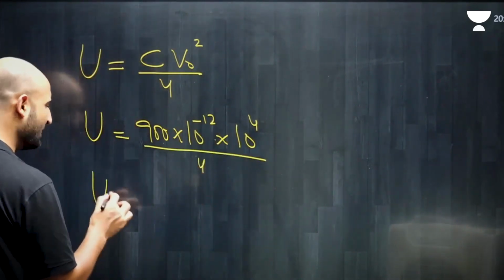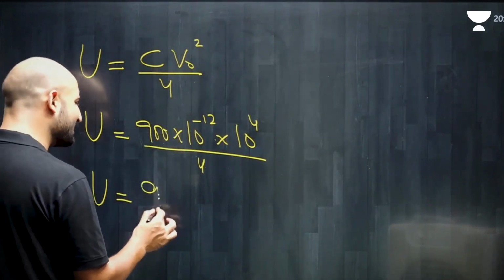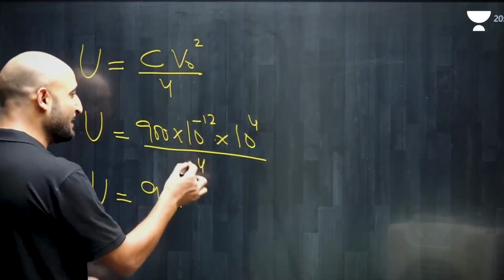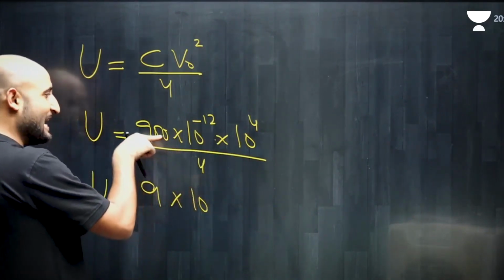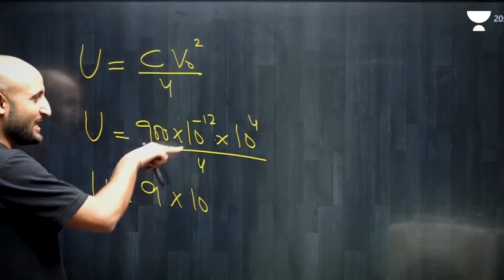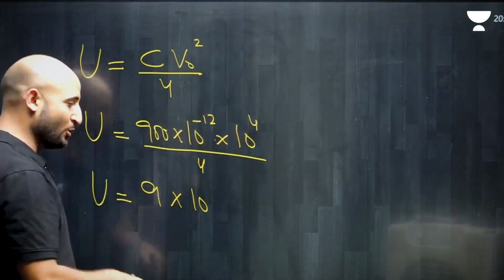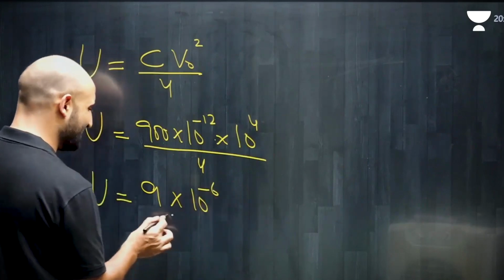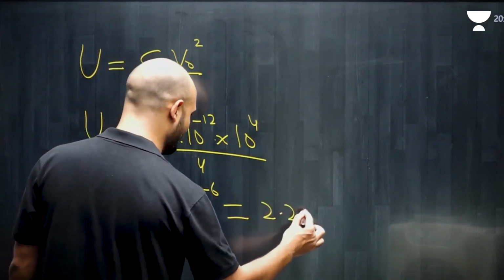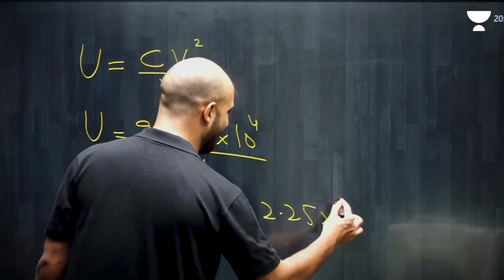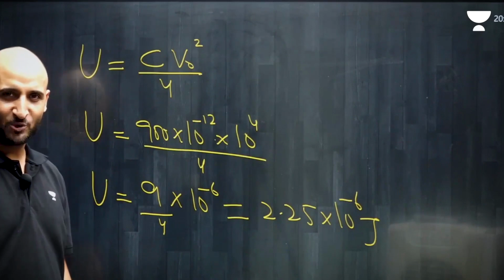Right? You put all the values here, or you may write it as 9 into 10 power minus 12, it will be 10 power minus 10. Because I skipped these 2 zeros, so it will be 10 power minus 10. 10 power minus 10, 10 power 4, it will be 10 power minus 6 divided by 4. So your U will be 2.25 into 10 to the power minus 6 joules. This is the amount of energy stored by the system.